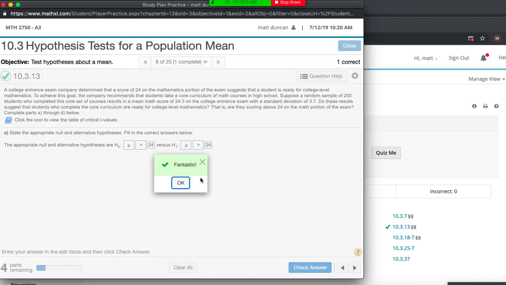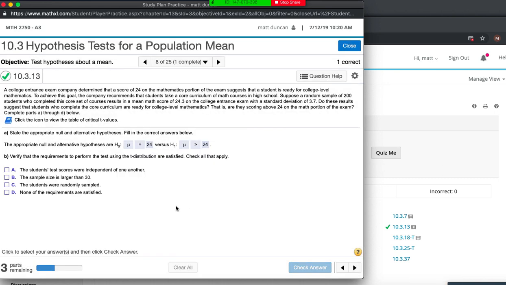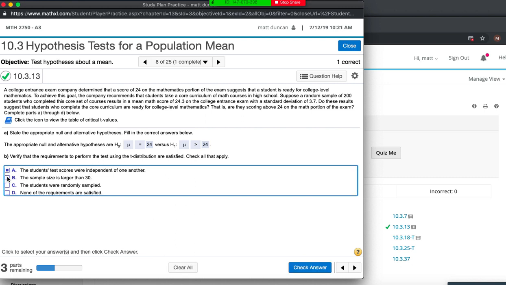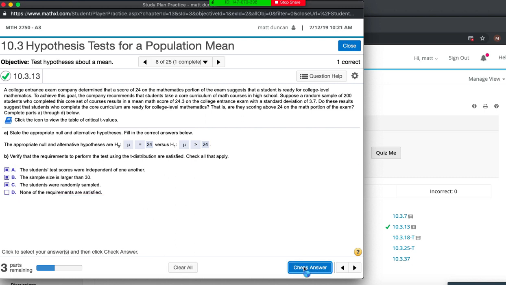Oh, somebody just entered. Okay. Yes. Yeah, okay. So we should be good there.